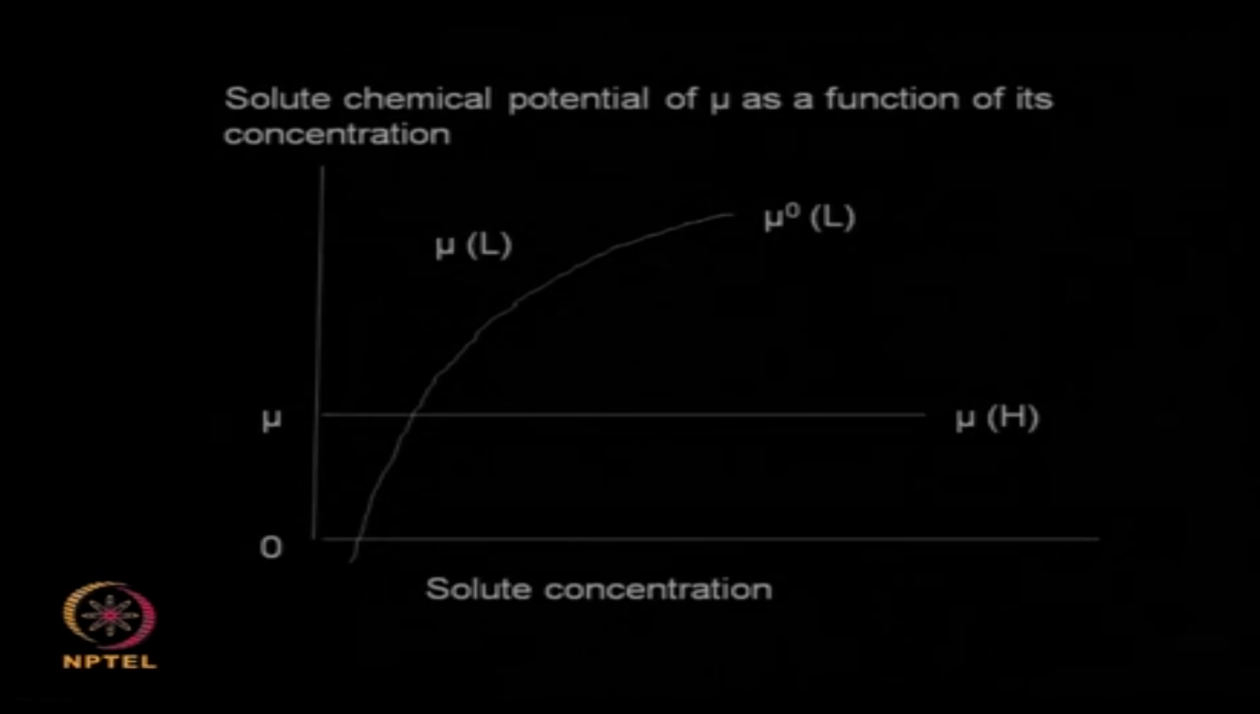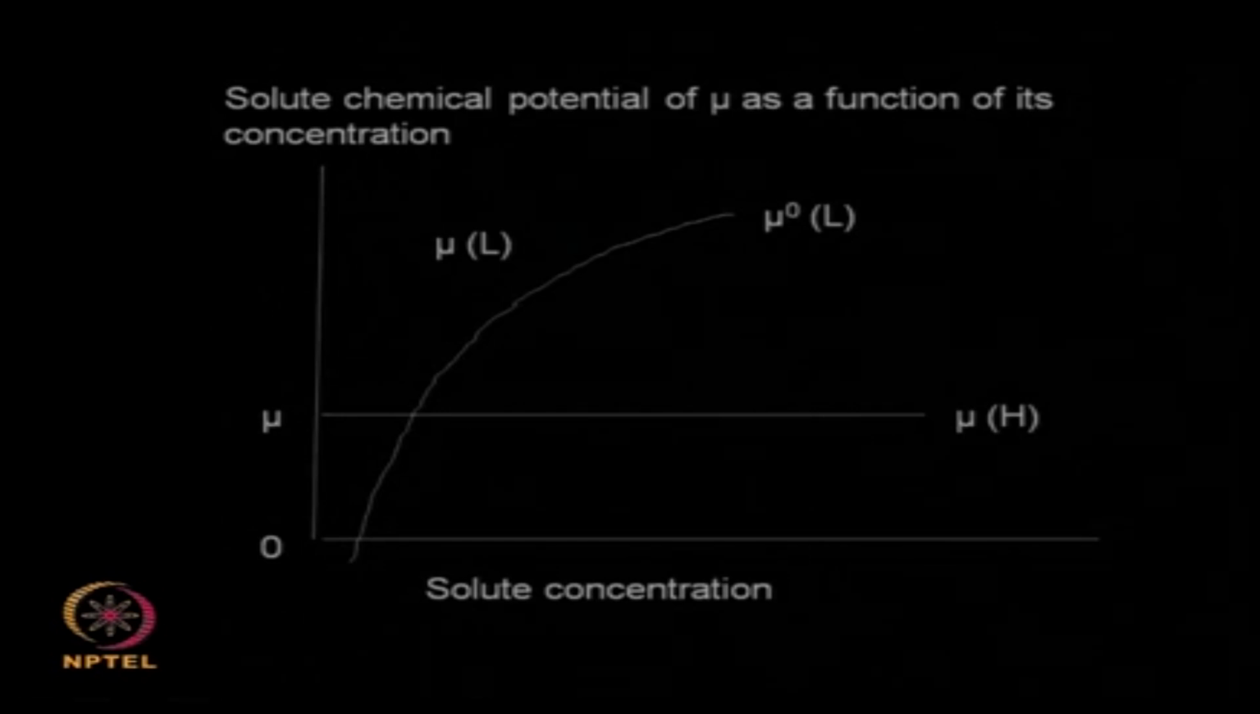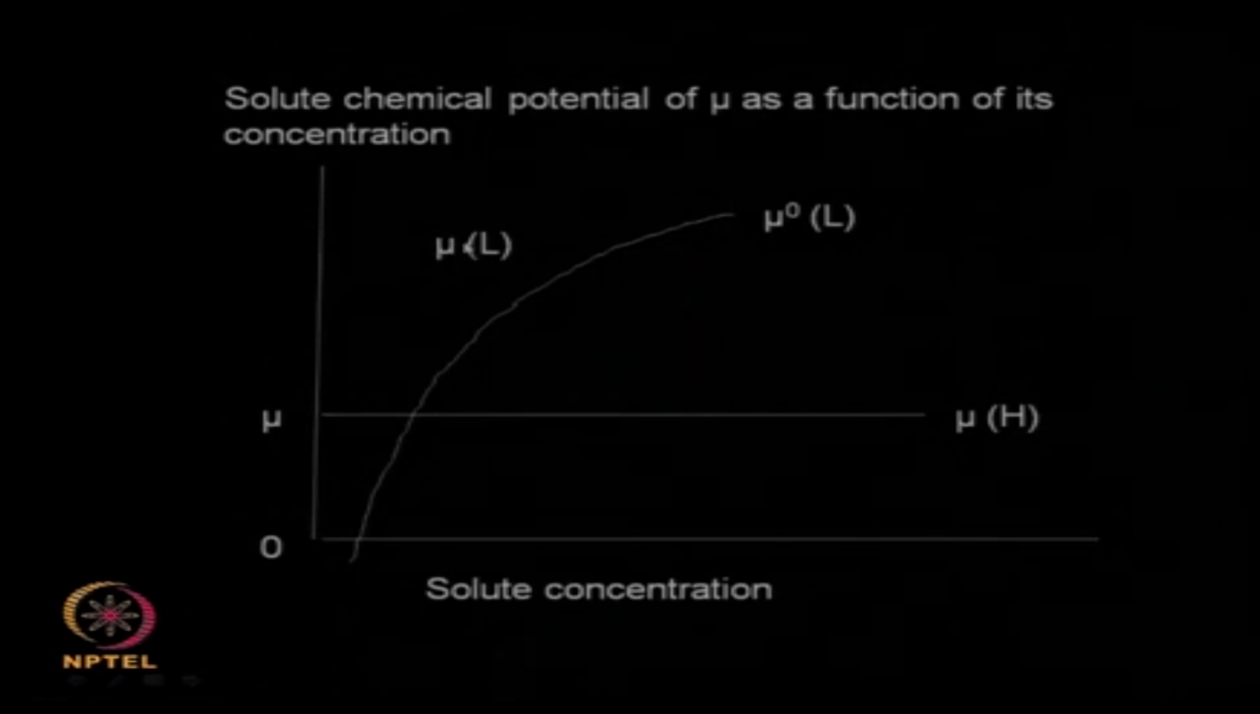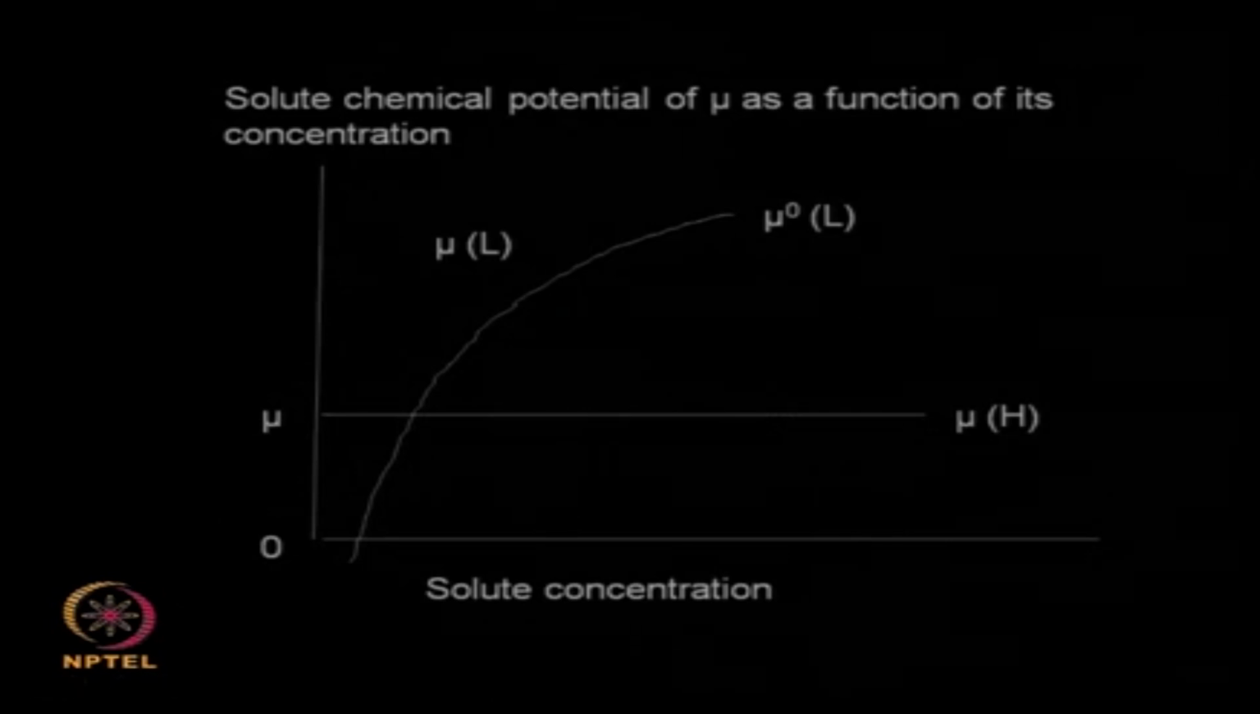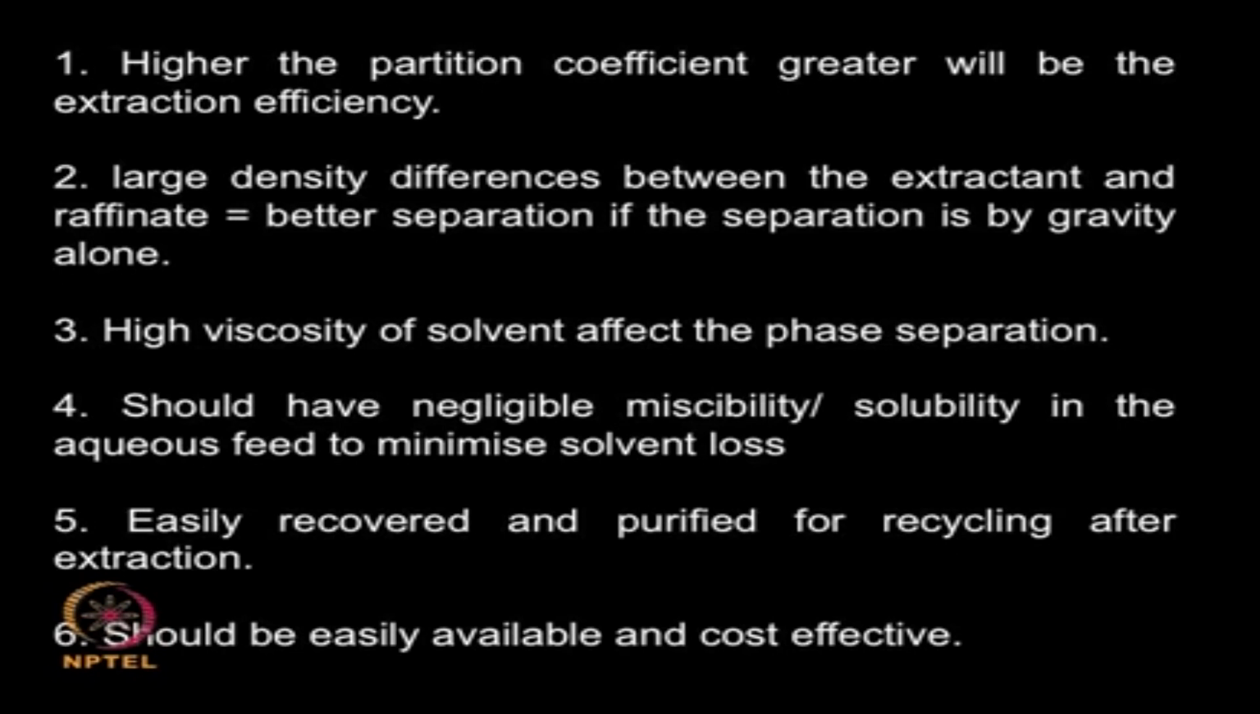So what will happen is you will have the chemical potential of the solute in the heavies, that is given by this, okay, and then the chemical potential mu L keeps on increasing actually until it has to saturate out, because the solubility of the solute in the solvent is fixed, and that determines the amount of solute that moves into your solvent phase.